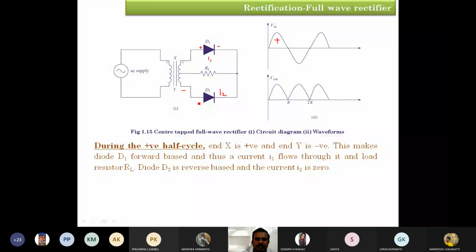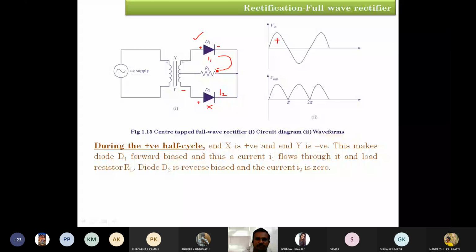The anode terminal of diode D2 is connected to negative. Hence, it is not going to conduct any current because it is in reverse bias condition. Obviously, for diode D1, the anode is connected to the positive polarity of the power supply. Therefore, it is going to conduct the current. Hence, the current I1 is going to flow through this load resistor RL.